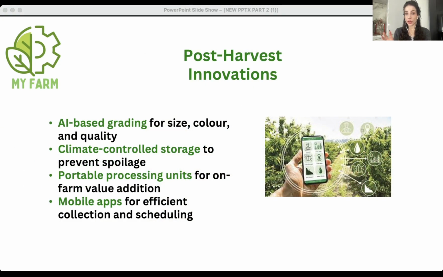However, today's innovations include AI-based grading machines that assess size, color, and quality, climate-controlled warehouses and silos to prevent spoilage and maintain product quality and safety, portable processing units, for example, milk chilling tanks or fruit dryers that bring value addition closer to the farm, and mobile coordination applications to schedule collection and processing in an effective manner.